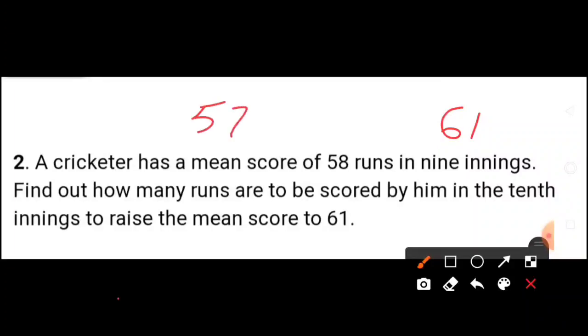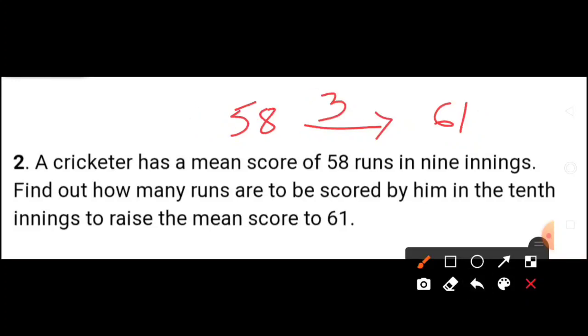From 58 to 61, we can see 3 runs increased. But these 3 runs are increasing in all the past 9 innings. So if we multiply these 3 runs with the past 9 innings, that will be 27. So in the 10th innings he should have scored this 61 as a whole, and then 27 more runs to make up the runs. So here it will be 88. So in the 10th innings he scored 88 runs in total.